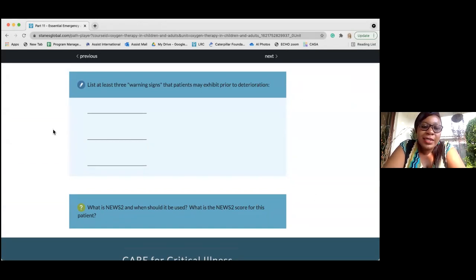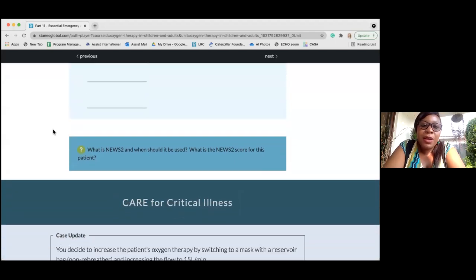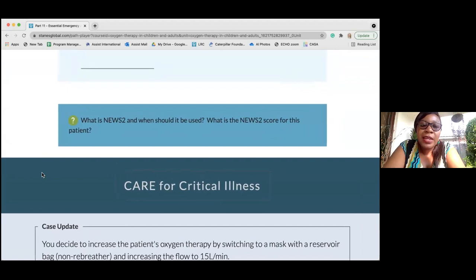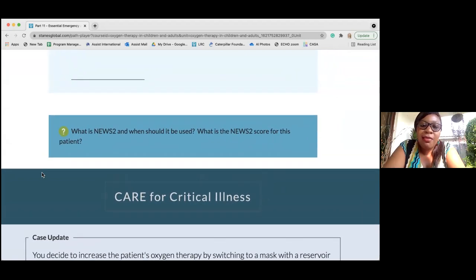We'll move on to the next segment. Remember, we were introduced by Dr. Spuka, who told us that the cardinal thing is to identify critical illness and then provide the care for this critical illness. So how do you, as a clinician, identify that this patient is changing condition?